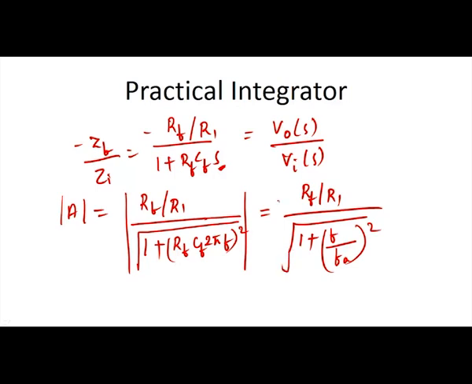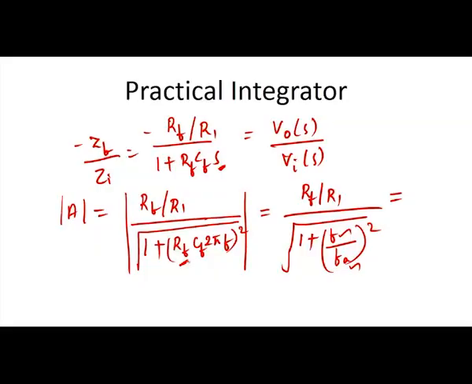So, this is the value of the gain when you take the mod value. Here, this is the frequency of the input signal, and this is a new frequency term which you have got when you connect the feedback resistance RF parallel to the feedback capacitor CF. This gives you FA is equal to 1 by 2 pi RF CF.